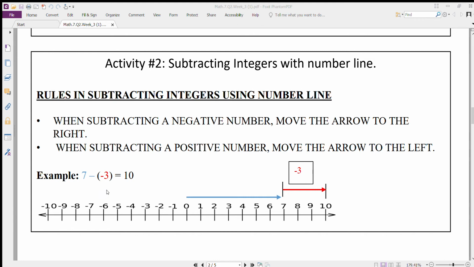25 minus negative 14. Hopefully you unpause the video and let's try this together. 25 stays the same, minus becomes plus, and 14 is now regular 14. 25 plus 14 is 39.